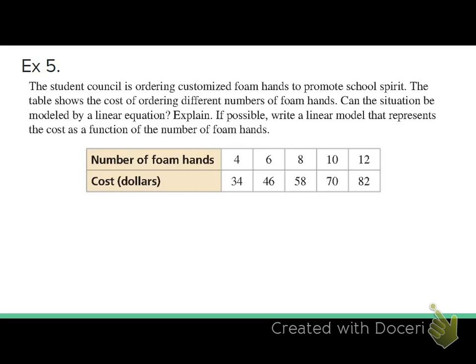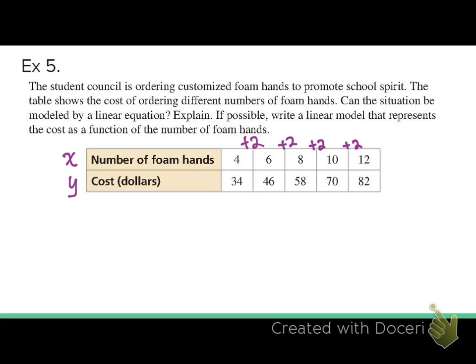Last one. It's going to be the same idea. We're deciding if a linear model works, and if it does, we're going to write the linear model that represents it. So we won't read through the whole thing to save on time. You can read through that. You could label these as your X and your Y again. How are my number of foam hands changing? They're going up by 2 every time, which is nice that that's the same each time.